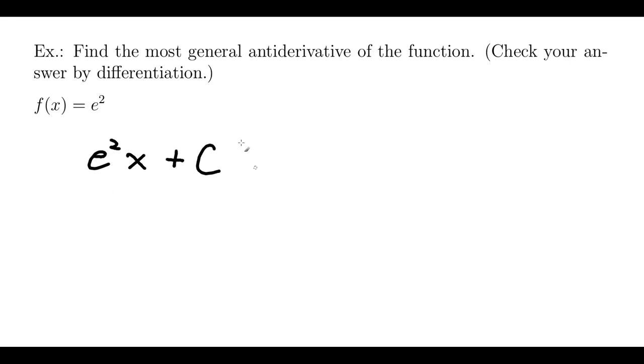So let's take a look at this and imagine taking its derivative and make sure that we get what we started with. The derivative of e squared x with respect to x is just e squared. The derivative of a constant is 0. So this function is the antiderivative of the given function.